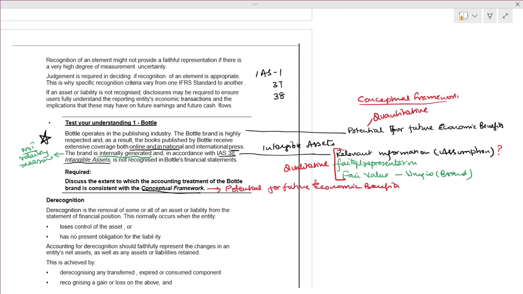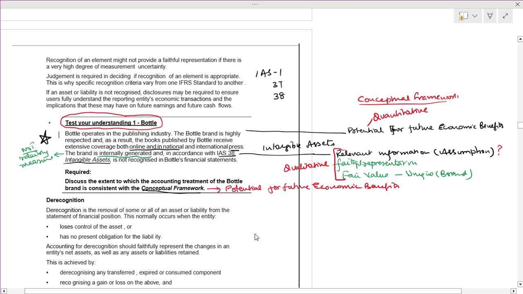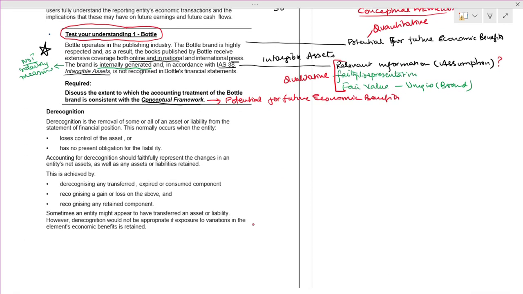Every lecture will have a test your understanding. Test your understanding, just analyze it in detail. Automatically it will give you substantial knowledge of how we can treat it. Okay. Next, derecognition. Derecognition is what? When you are losing control of the asset, you don't have any present liability.